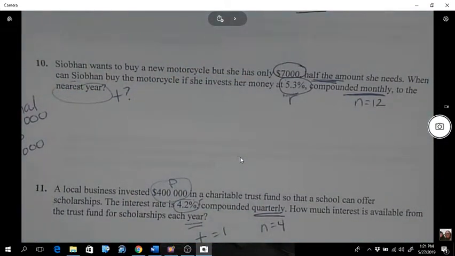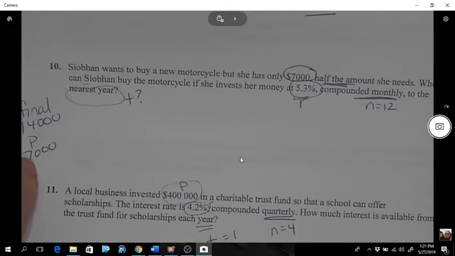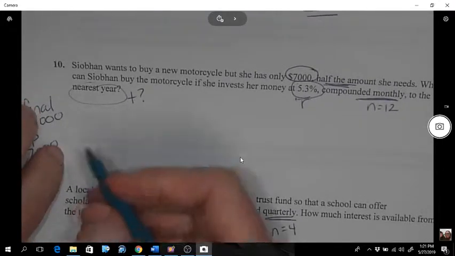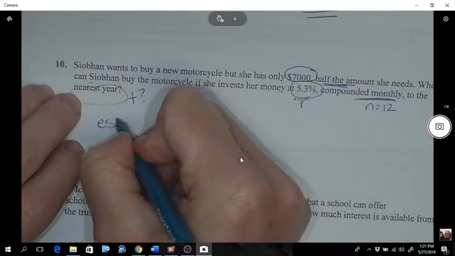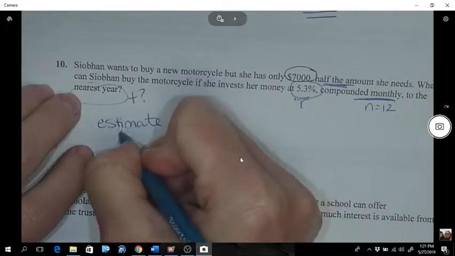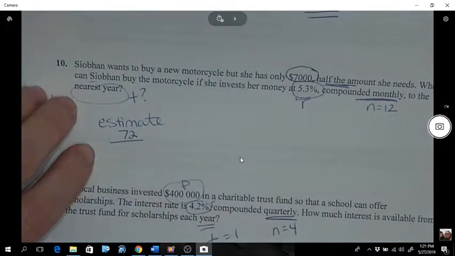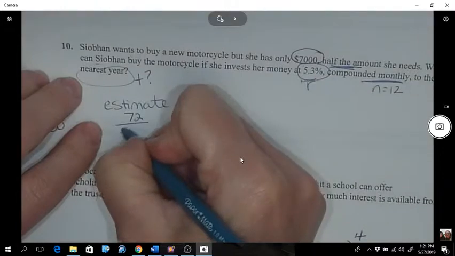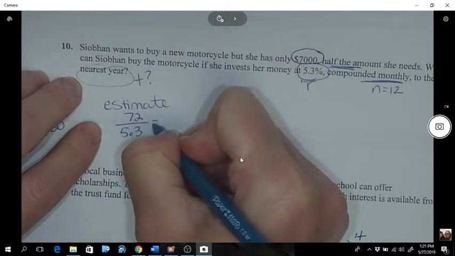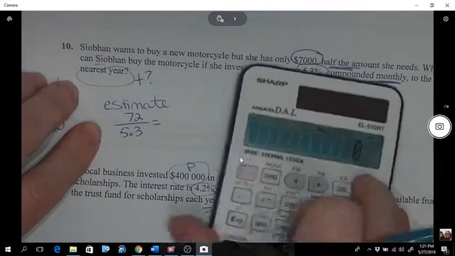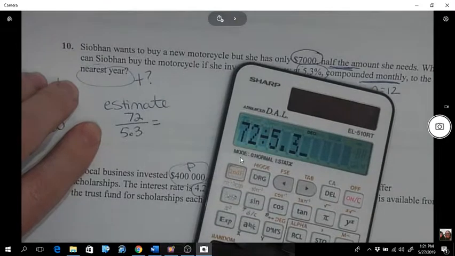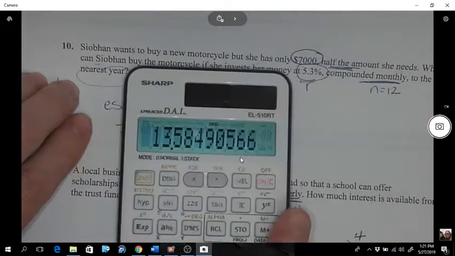This is a tricky one to show you, so I left it till after, but we can do an estimate first. 72 divided by the interest rate, not as a decimal. So about 13, so that's our estimate.